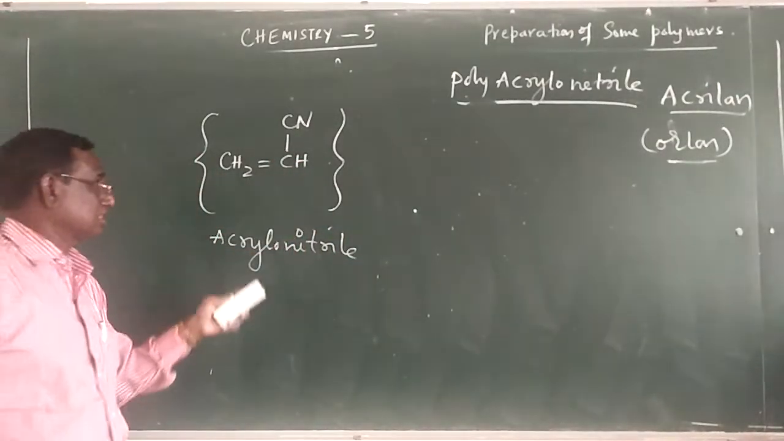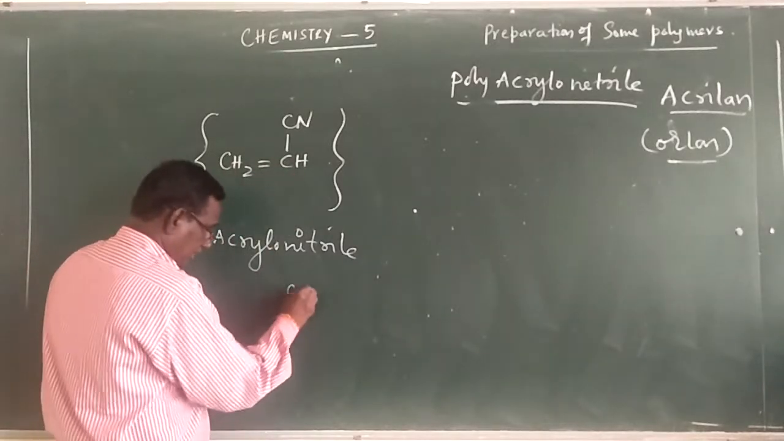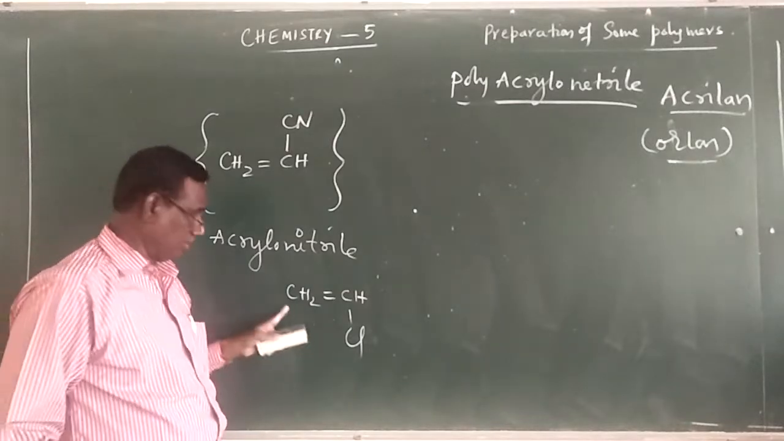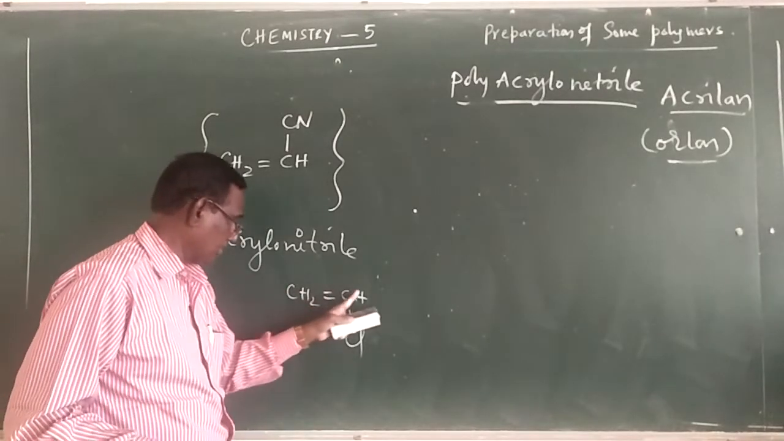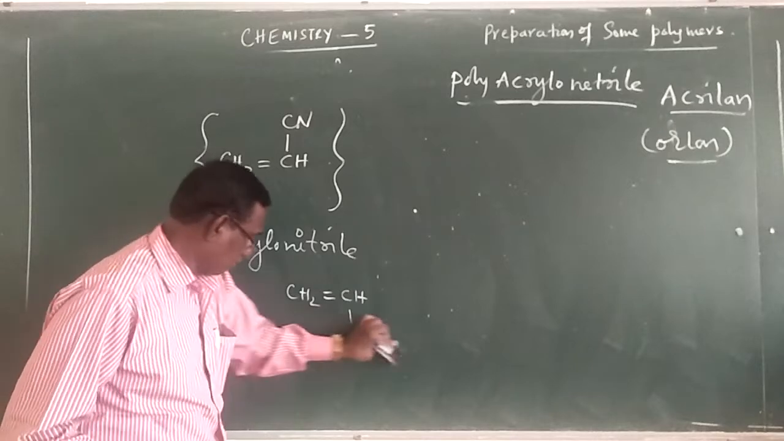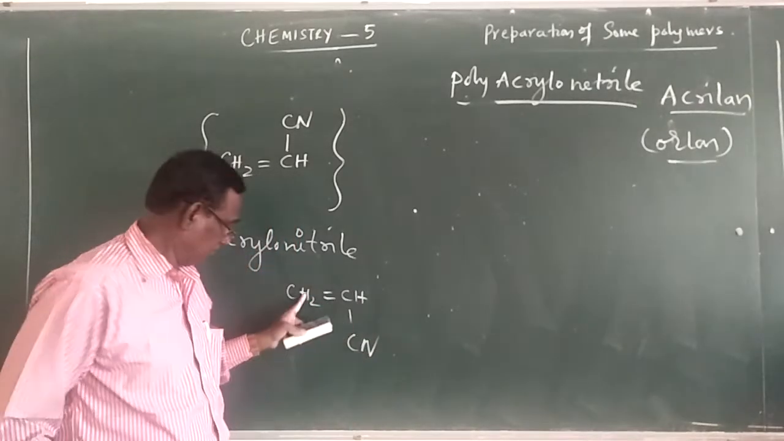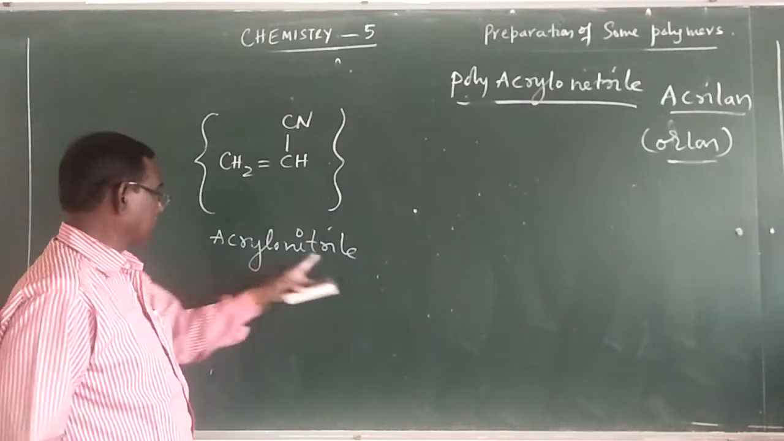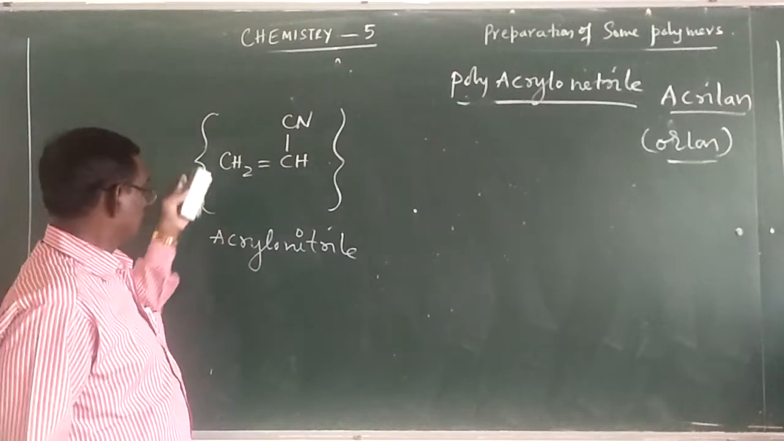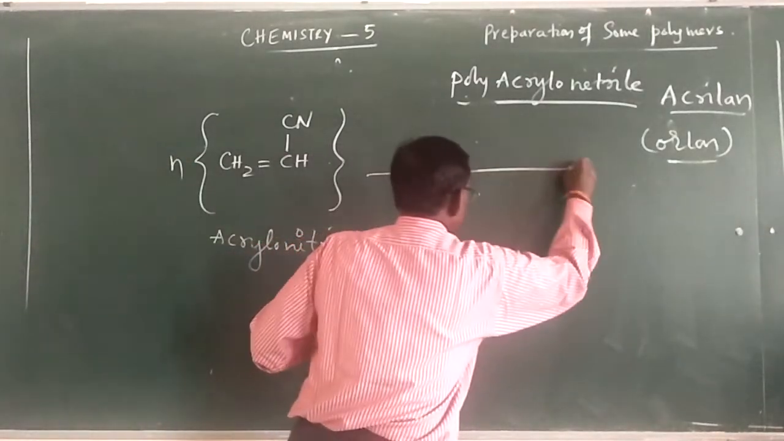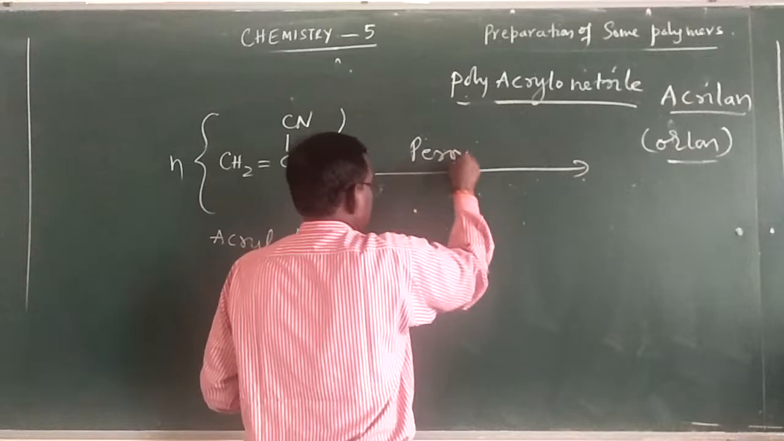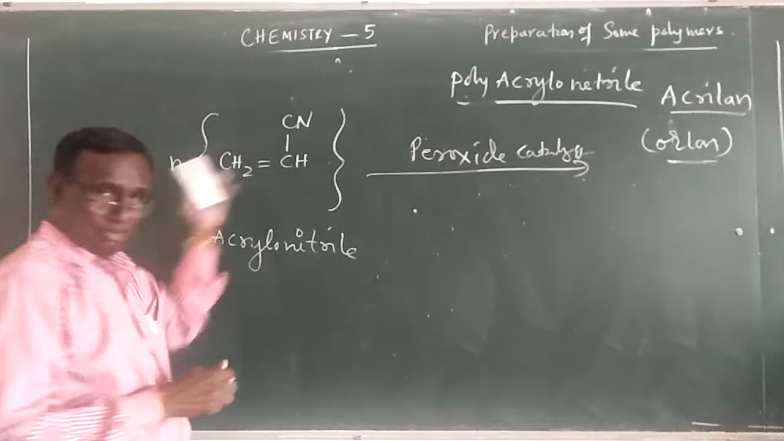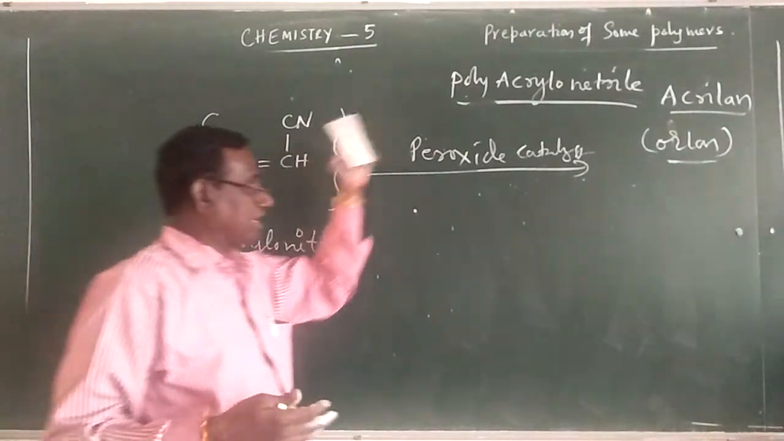In the previous classes we dealt with CH2 double bond CH single bond Cl. This is vinyl chloride. We gave this formula in the class, vinyl chloride. So if you write CN, it is called vinyl cyanide. This vinyl cyanide is also called acrylonitrile. So this acrylonitrile, n molecules, undergoes addition polymerization in the presence of peroxide catalyst, and you will be getting polyacrylonitrile.